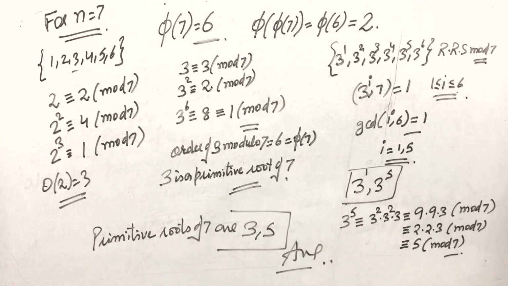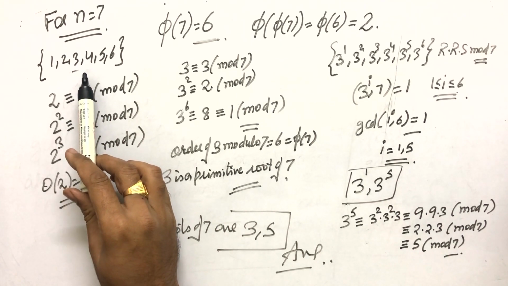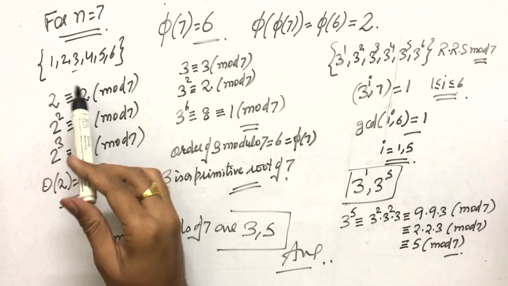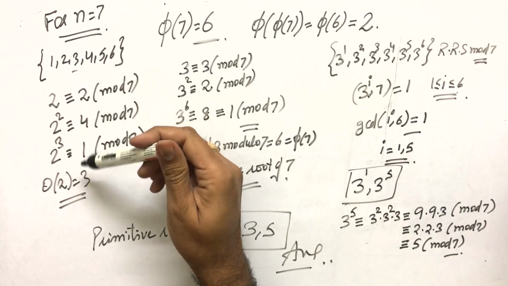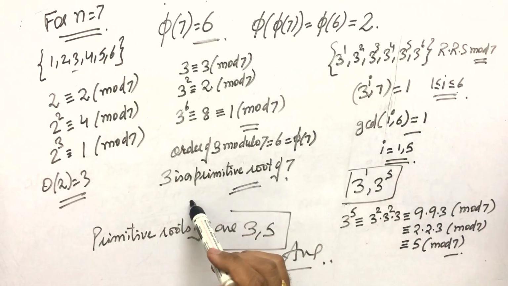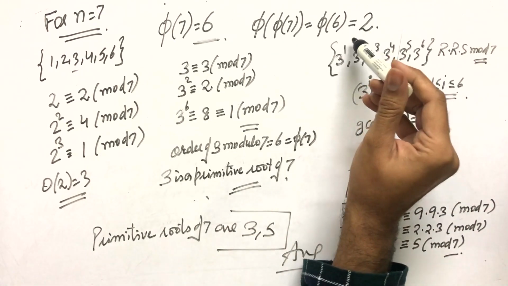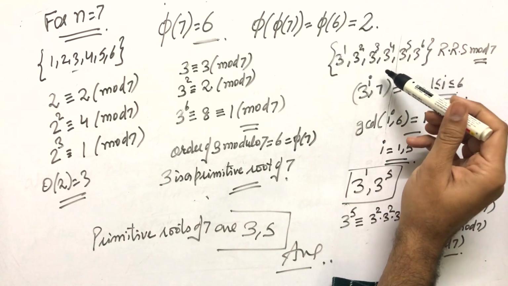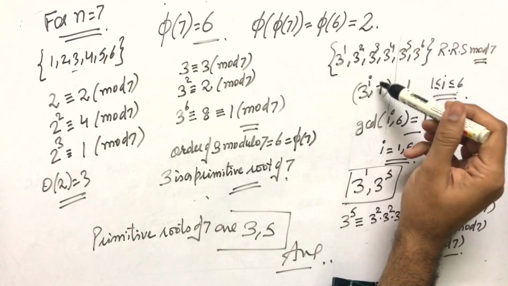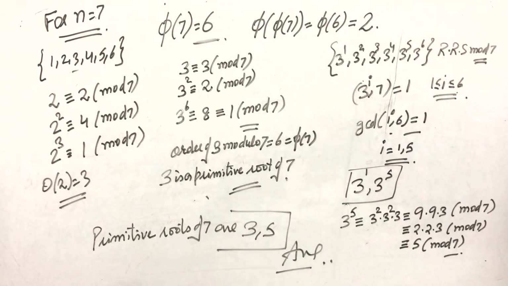So I hope you got an idea. First of all, we have written all the possibilities. Then for the next step, we choose a number and check its order. If it is 6, it's a primitive root. And once we know one primitive root and the total number of primitive roots, we write the powers like this and choose those powers which are relatively prime to 6. This gives us all the primitive roots.